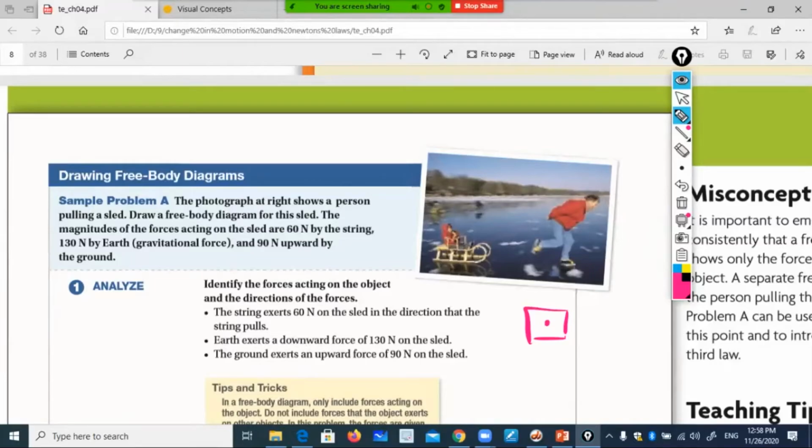After that we have 16 newton by string in this way like that. It is a vector of 16 newton. We can write here just 16 newton. And 130 newton by the earth. It means the gravitational force, like that. Now 130 newton and 19 newton upward. It means the normal force, to be like that, guys. 90 newton. Just it. Now I have finished.